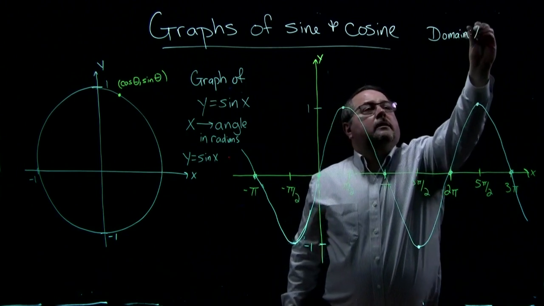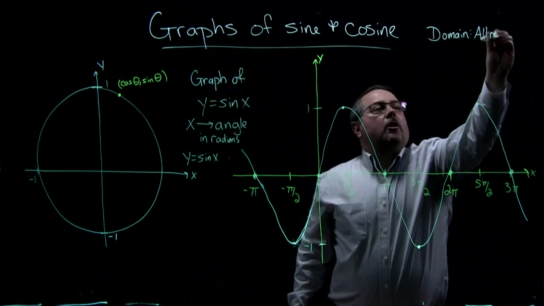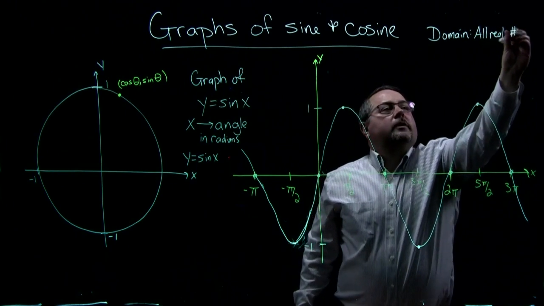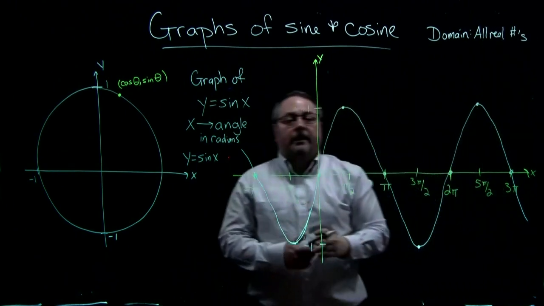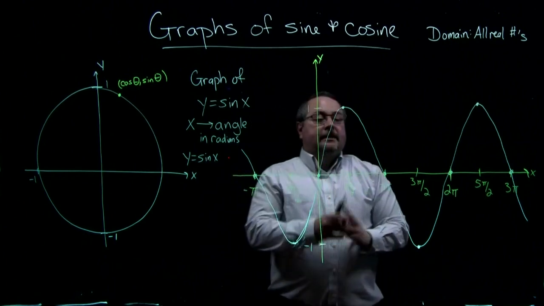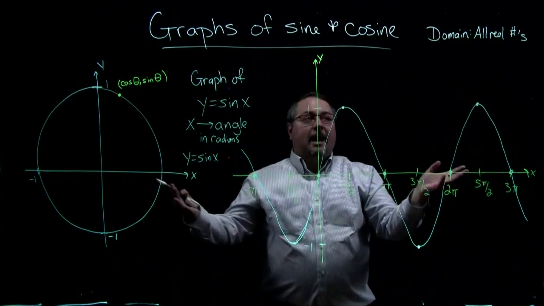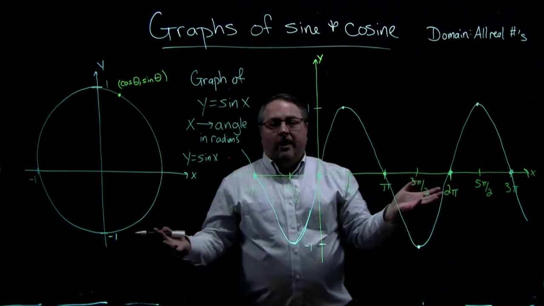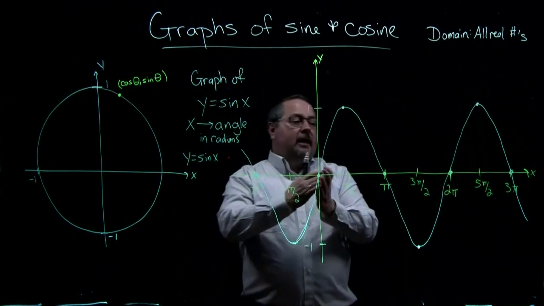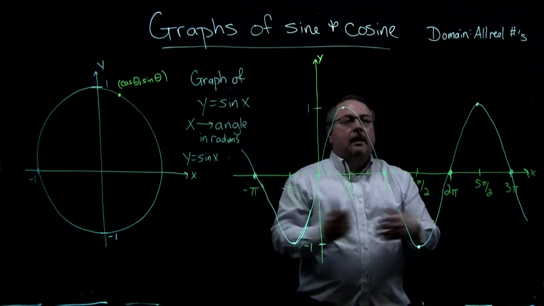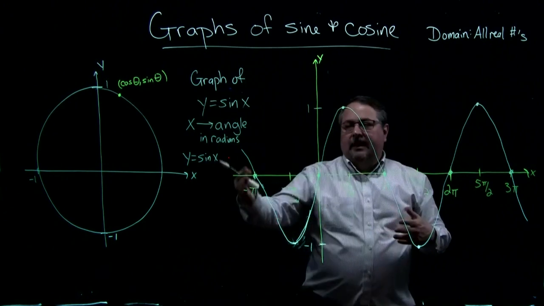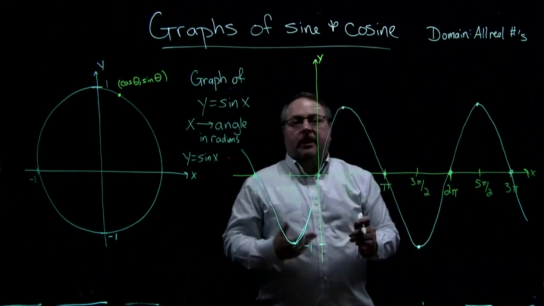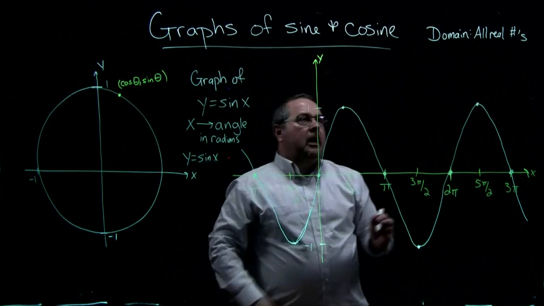algebra terms, the domain is going to be all real numbers. So recall that the domain of a function is the set of all the x values on its graph, or the set of all allowable inputs. And we can take the sine of whatever number we want, because any number will represent an angle, and we can take the sine of any angle, and it exists.